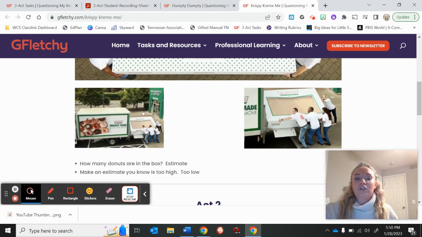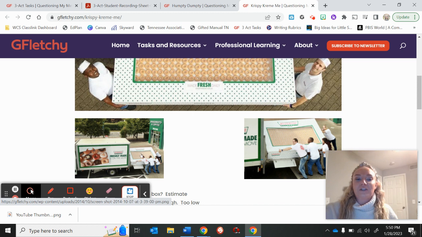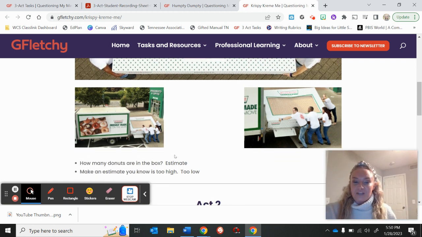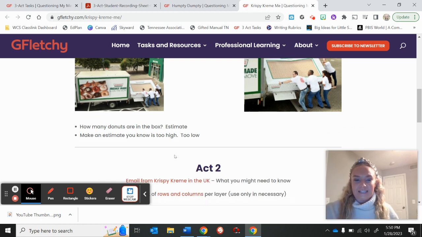So at this point, you've shown them a few different photographs. So when we look at this compared to a loading truck, look how large it is. Look how many people it's taking to load that onto the truck carefully. So how many donuts do we think are in the box would be the mathematical question that we're solving for today. And then estimate. Again, an estimate we know is a little too high, a little too low, and one that we think is that just right estimate.